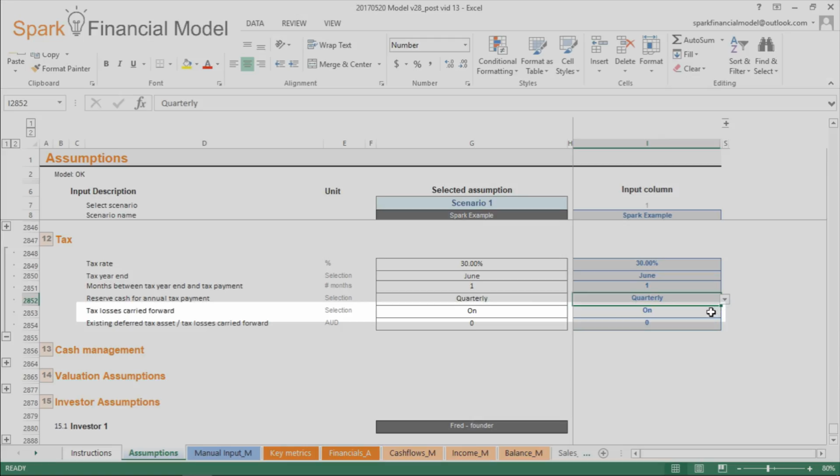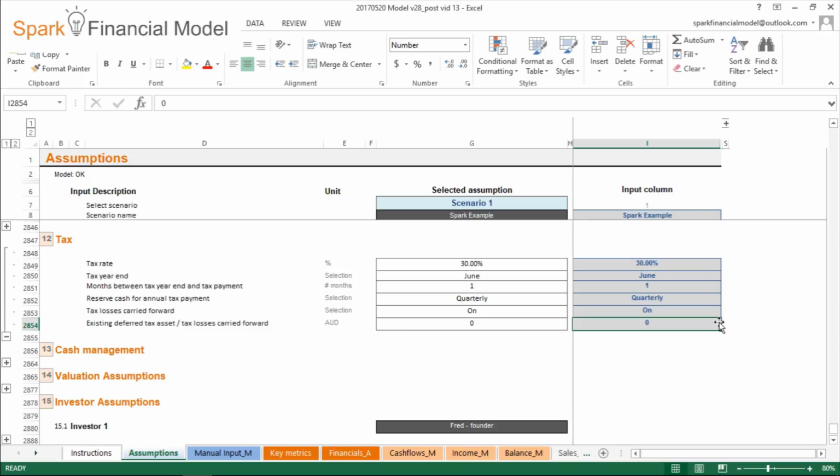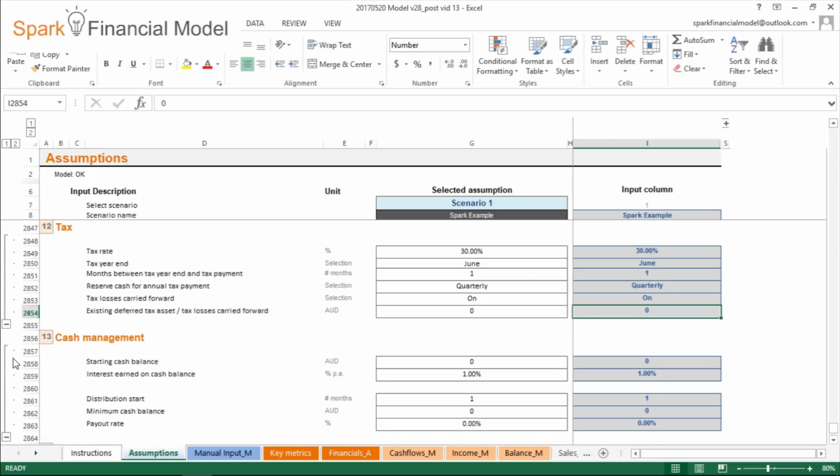Next, turn this on if you expect your business to be able to carry forward tax losses from previous years. And finally, are there any existing business losses that can be carried forward on day one? This only applies if you are acquiring an existing business. Again, please refer to the Australian Tax Office website or consult a tax professional to determine any of these inputs.